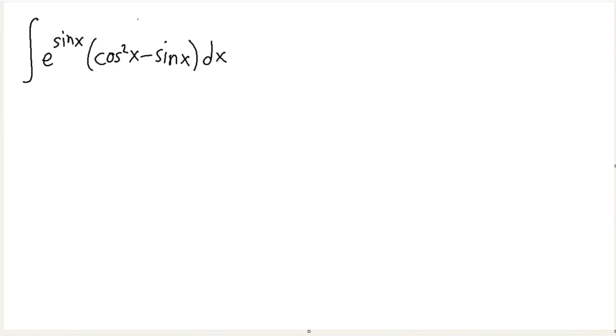Here I see cosine squared minus sine x. If I split it, they look non-elementary for each term. So semi-integration by parts is what I'm thinking about. I feel like this term would be easier to do by parts with, so I'll do that.